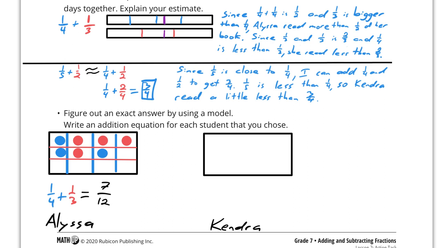So Kendra read 1/5 of the book, and then she read a half the book. Okay, so we're going to split this into 1/5 and a half at the same time, and it could look something like this. There are the 1/5, because we have 1, 2, 3, 4, 5 somewhat equally sized pieces. And there is a half. And now we have it split into 1/5 and a half at the same time so that we can demonstrate what a 1/5 and a half looks like.